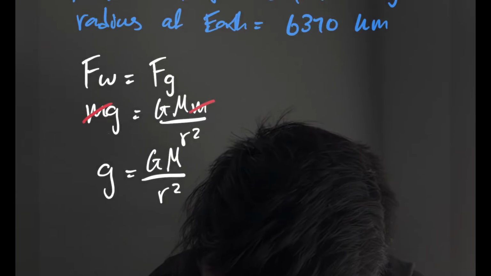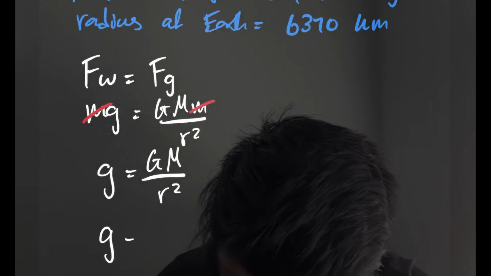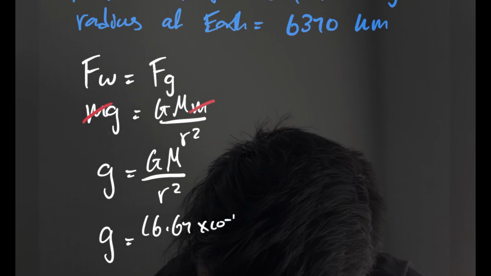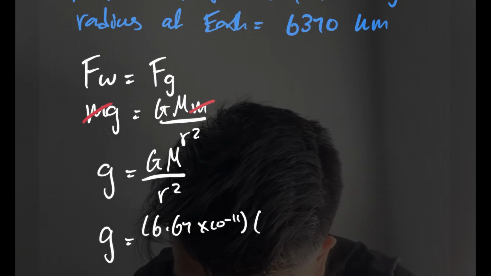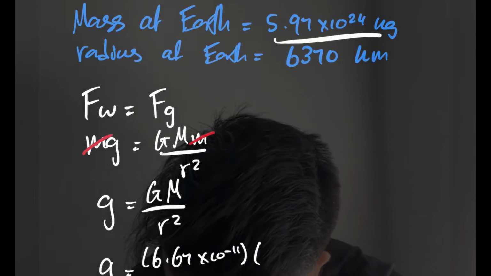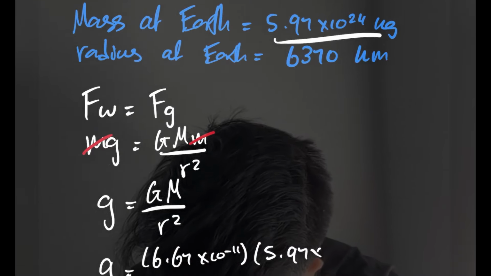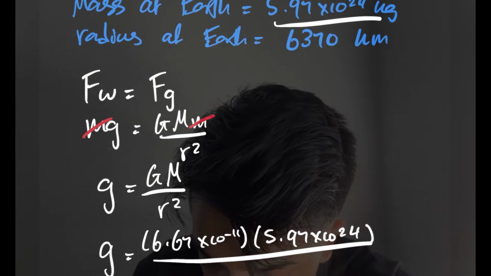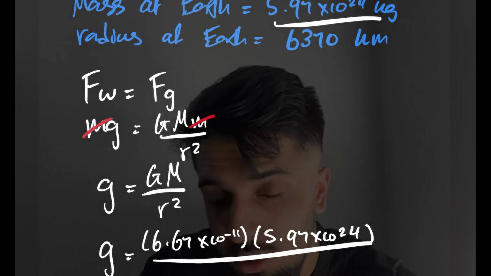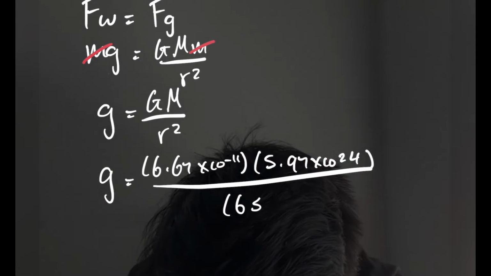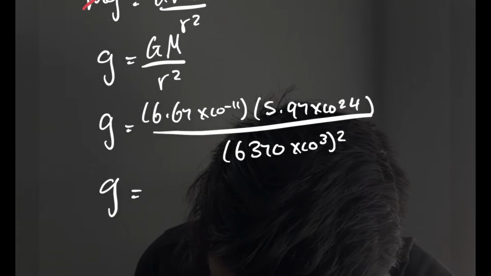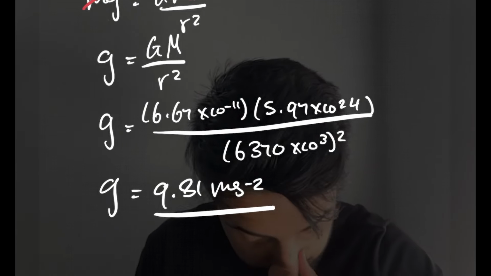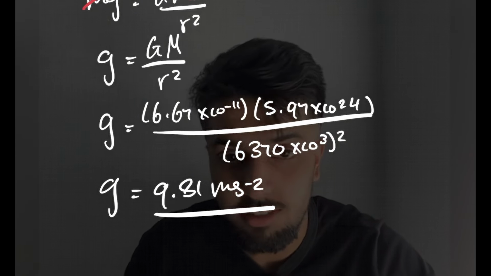And so we can plug in our numbers. Our g is equal to the gravitational constant, which is 6.67 times 10 to the negative 11, all over the mass of the Earth, which is given up here as 5.97 times 10 to the 24. And that's all over r squared, which is 6,370 kilometers, so we have to put that times 10 to the 3, squared. And that indeed gives us a value of 9.81 meters per second per second. There we go. So we know that that is the value of g, right?